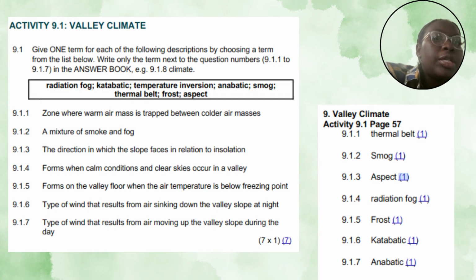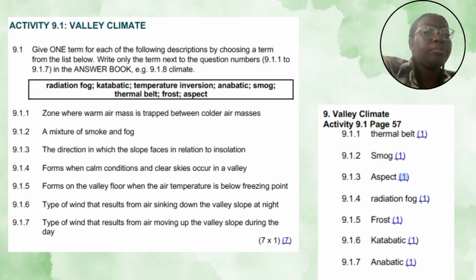What forms when calm conditions and clear skies occur in a valley? That is your radiation fog. And then what forms on the valley floor when the air temperature is below freezing point? That's your frost. The type of wind that results from air sinking down the valley slope at night is katabatic wind. And the type of wind that results from air moving up the slope during the day is anabatic wind. So remember the contrast between anabatic and katabatic: katabatic being at night, air sinks down, and anabatic is when air moves up the slope during the day.